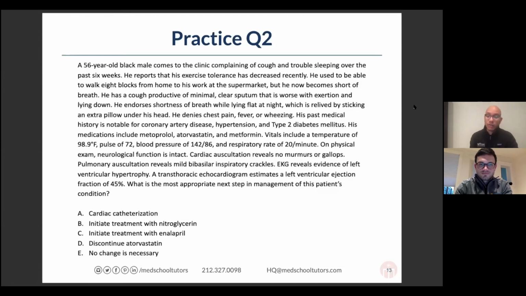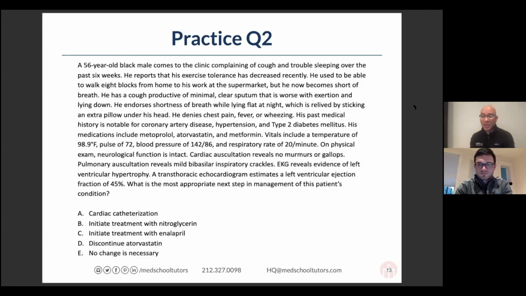Pulmonary auscultation reveals mild bibasilar inspiratory crackles. So there's some volume on board here. I'm suspicious that it's from the heart, and we keep going. And EKG reveals evidence of left ventricular hypertrophy. Notice that with every sentence, we're adding evidence that the problem is in the heart, that there's a heart failure situation going on here.